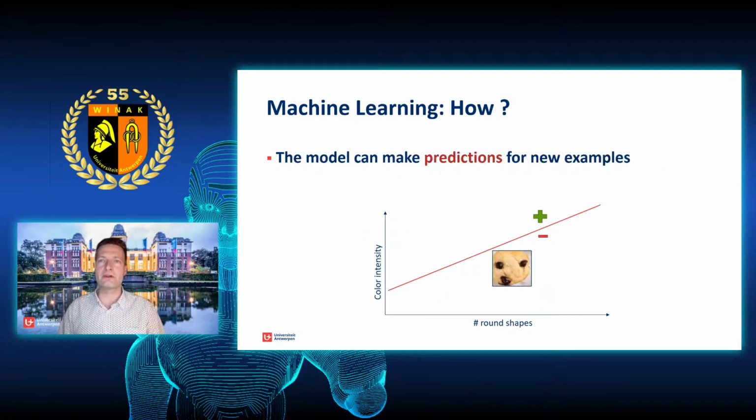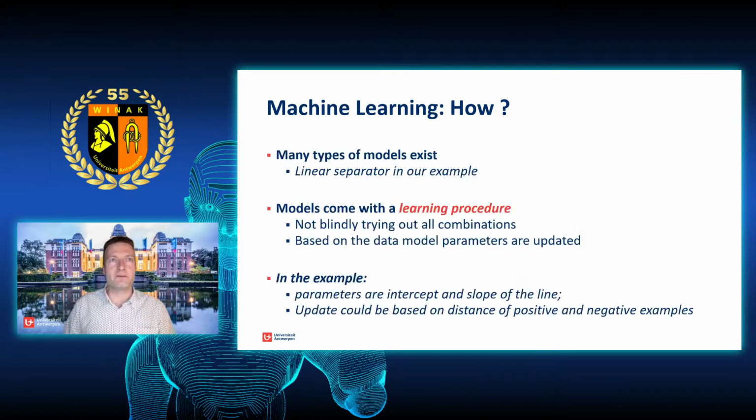Once we have this model, we can use it to classify new examples that might come. So here we have an image. We compute the number of round shapes and the color intensity. We look at the side of the line that it is falling. So it's on the negative side. So we predict it's not a chihuahua, it's a muffin. Voila, that's what's happening here.